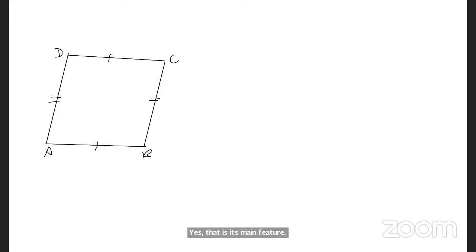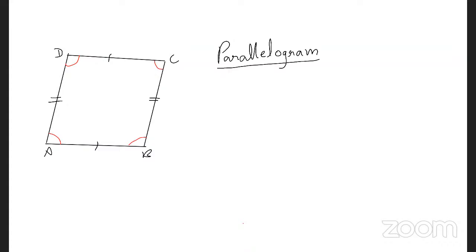Also, opposite angles are equal in a parallelogram. So angle A will be equal to angle C, and angle B will be equal to angle D. These are the features: all the opposite sides are parallel, and opposite angles are equal.